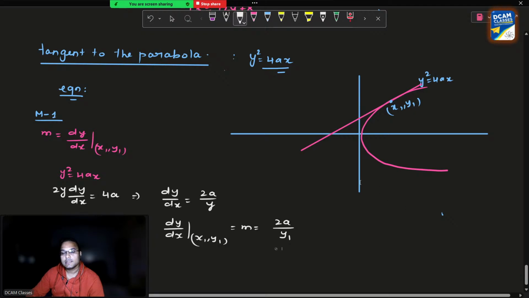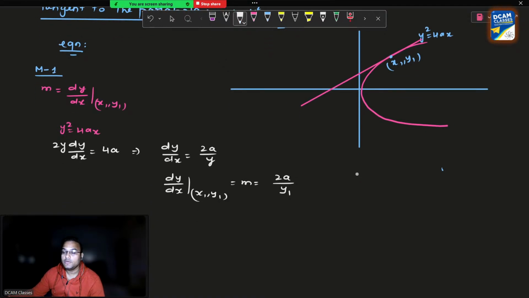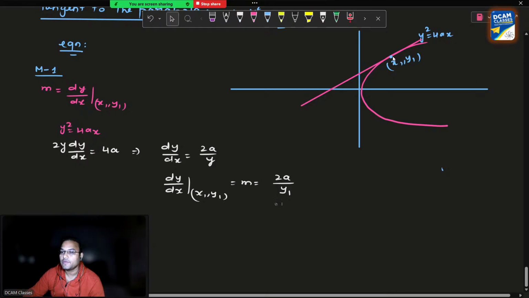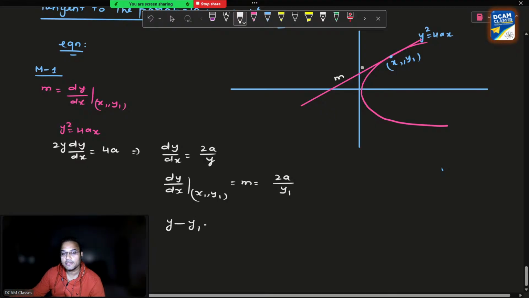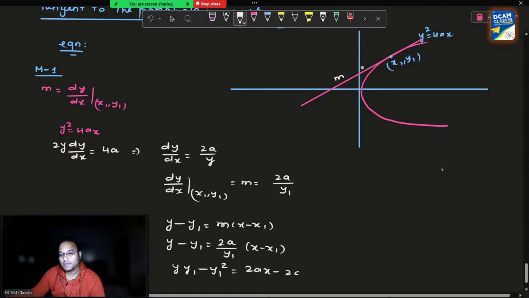Correct? Now the equation of tangent will be, because the point (x1, y1) lies on the tangent, and the slope of the tangent you have also found, using point slope form, you'll get it. y minus y1 is equal to m into (x minus x1). So it will be y minus y1 is equal to 2a by y1 into (x minus x1). You will get y1 y minus y1 square is equal to 2ax minus 2ax1.